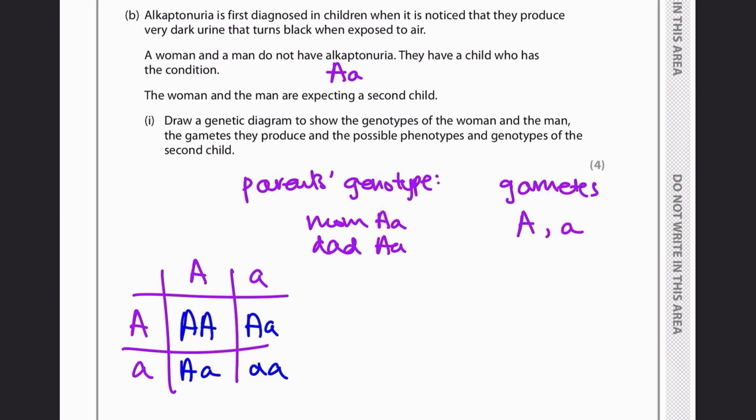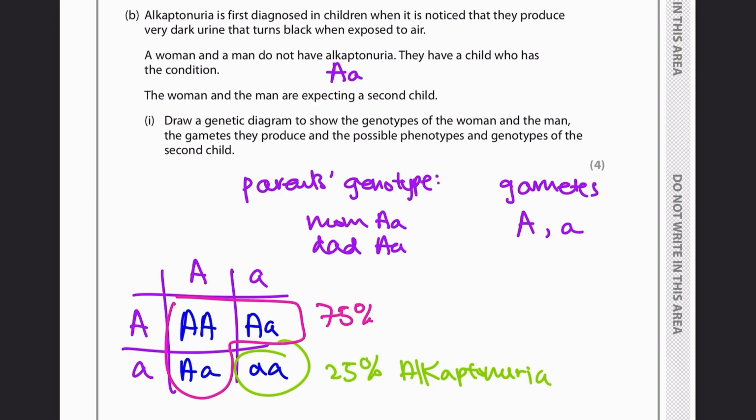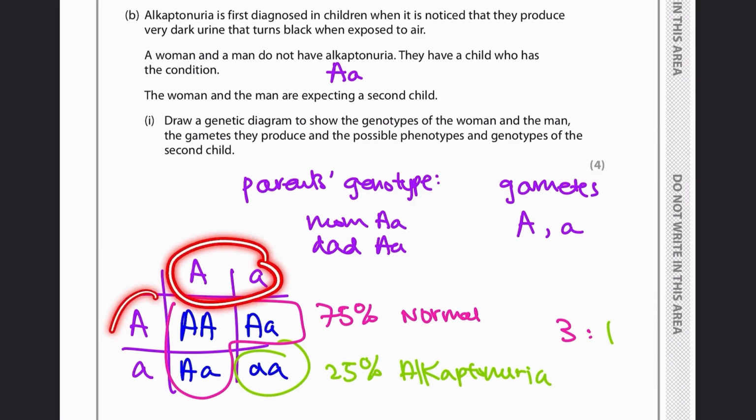That is the percentage of the phenotypes, isn't it? So then you look at the phenotypes and you're like, aha, this is 25% is going to have the disease called alkaptonuria. And then the remaining 75% are normal. And if you divide 75 by 25, you see that this is actually a 3 to 1 ratio. That's also quite important. So if you see a 3 to 1 ratio, guys, the parents must have both been heterozygous. Heterozygous means big A and small a, hetero.